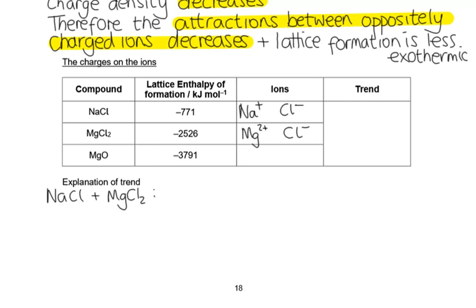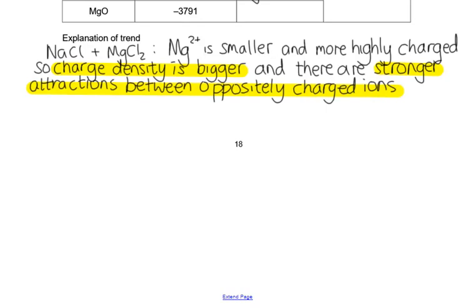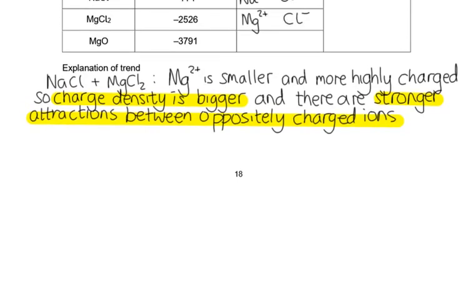Therefore, stronger attractions will form, and therefore more energy is released on lattice formation. So it's more exothermic. I'm going to pause the video and see if you can put that into a sentence. There we go. It's smaller and more highly charged, it has a bigger charge density, so stronger attractions. That's why it's going to be more exothermic.